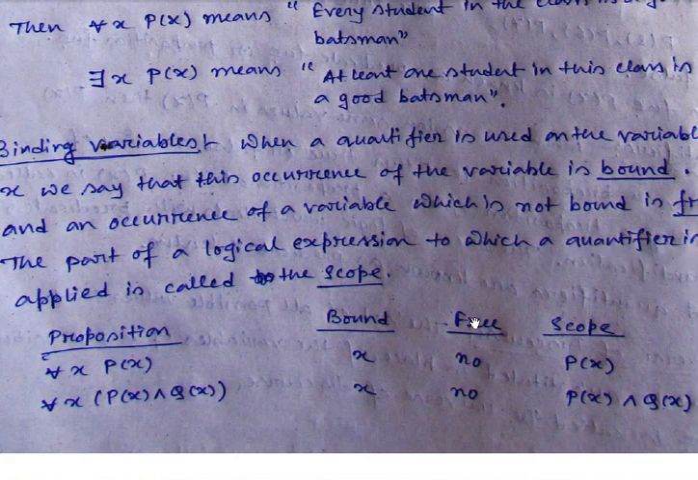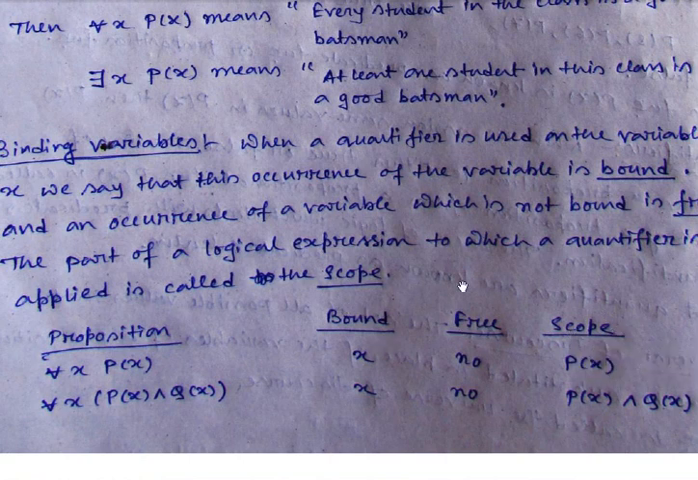And what is the scope of the variable or quantifier? The logical expression on which the quantifier is applied is the scope of the quantifier. Basically, short questions appear from here. So here I am writing down some propositions, and we will find the bound variable, free variable, and the scope of the quantifier.